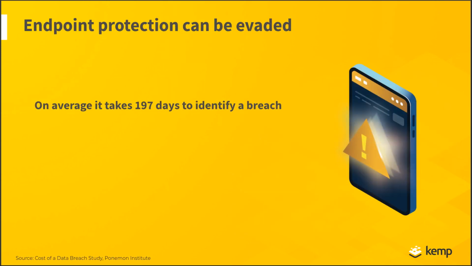And endpoint protection, the software we put on our computers, on my Windows or Apple Mac systems, can be bypassed and evaded. There are threats like zero-day threats. There are always things that can be found and installed. And on average, can you believe this? It takes 197 days to identify a breach, to identify that a system has been attacked. It is crazy. So these attackers, these bad guys, have more than half a year to play around on your network until you identify that this breach has occurred.